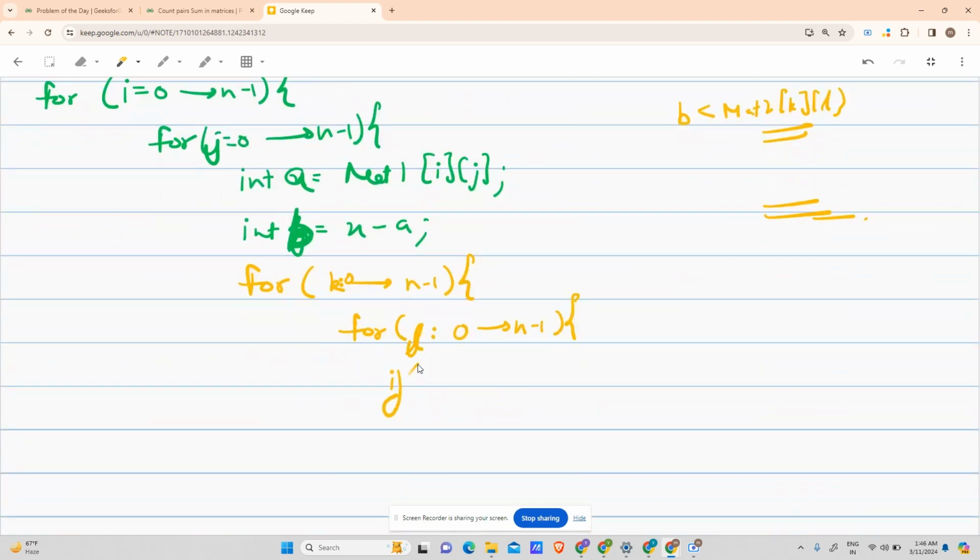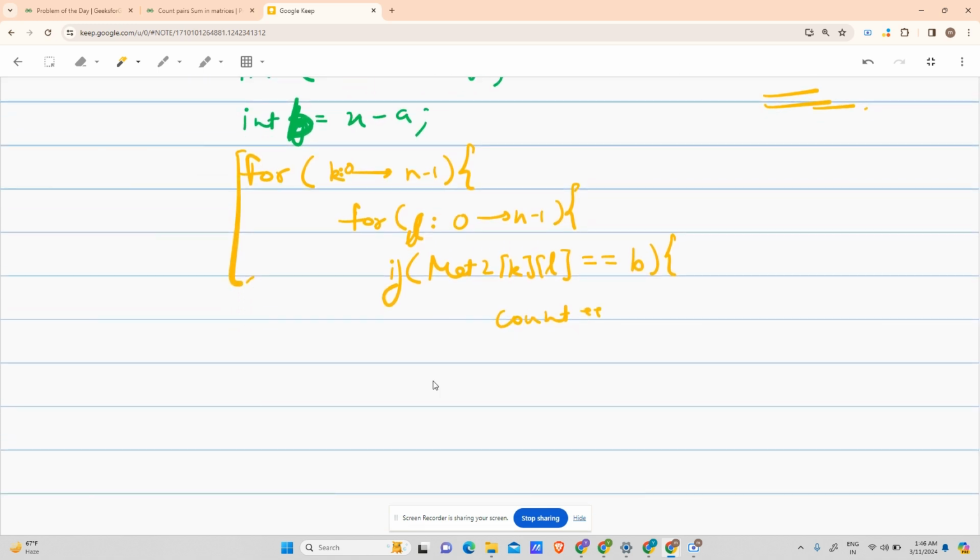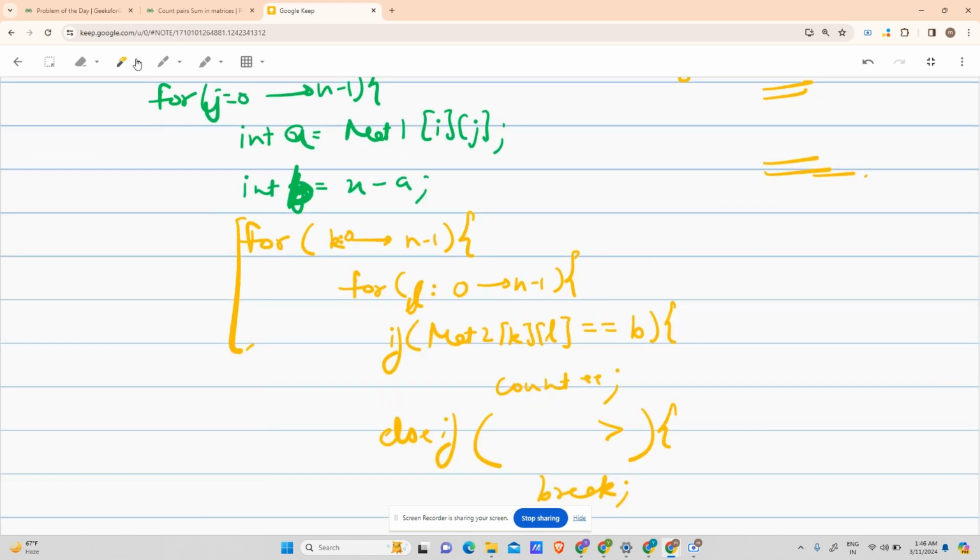So I can just write that if matrix 2 k l equals b, in that case count plus plus and break this loop and both the loops, because I found the element. Otherwise, else if matrix 2 k l is greater than b, in that case again break, but without increasing the count, because I cannot find b now. So this is my brute force approach.